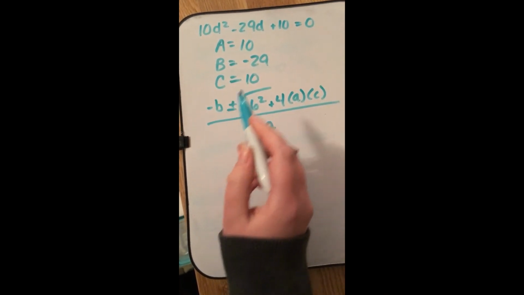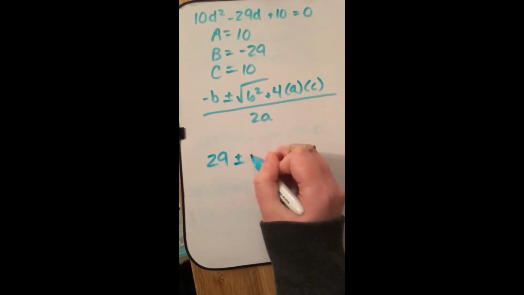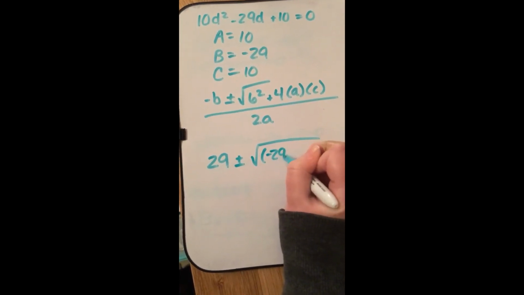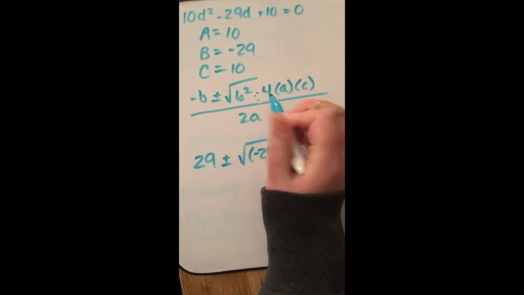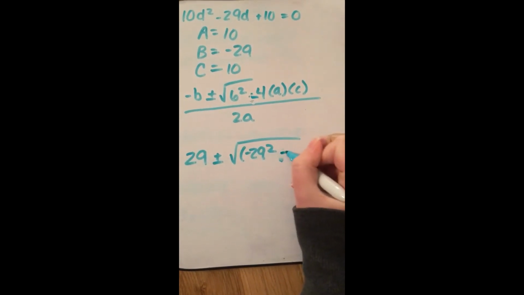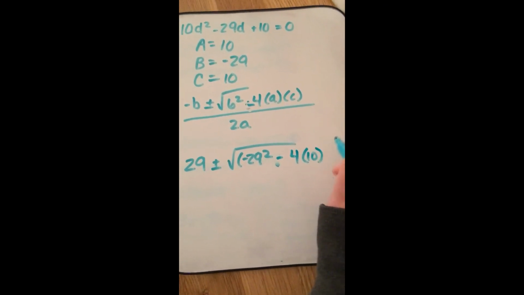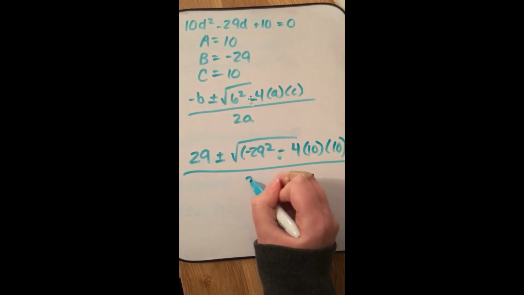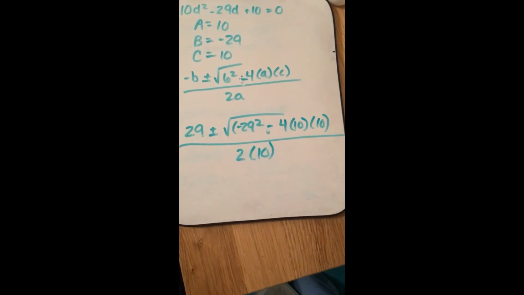So negative b, so negative 29 becomes a positive, so 29 plus or minus the square root, it's supposed to be a b, not a 6, of 29 squared minus 4 times a times c, all over 2 times 10. Alright, so what you're going to do now is simplify this.